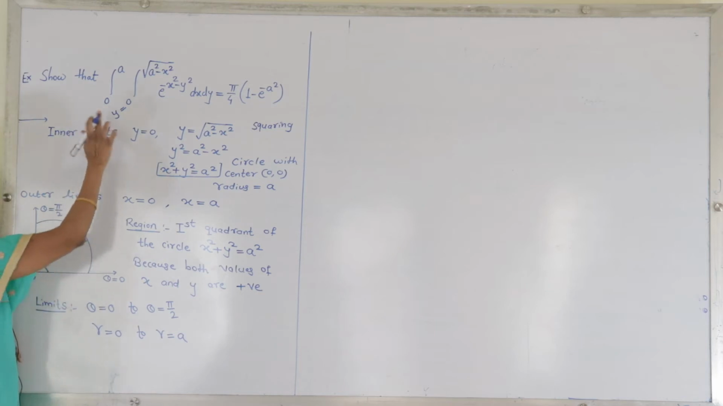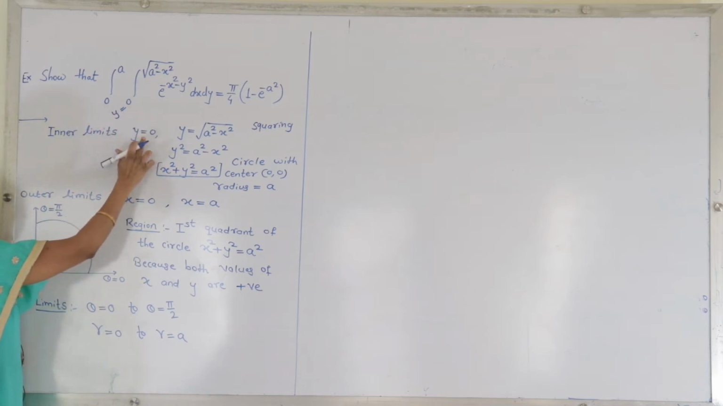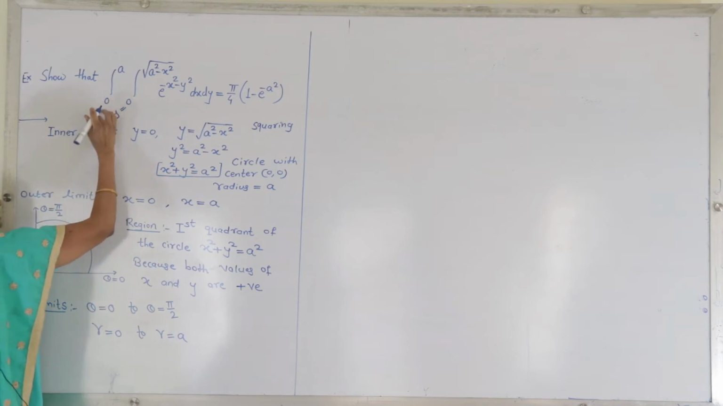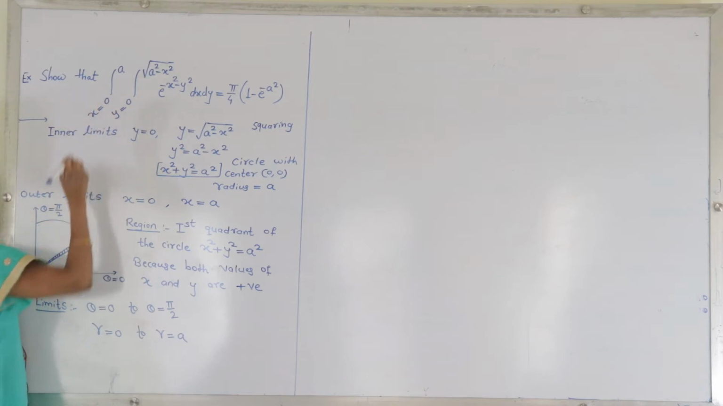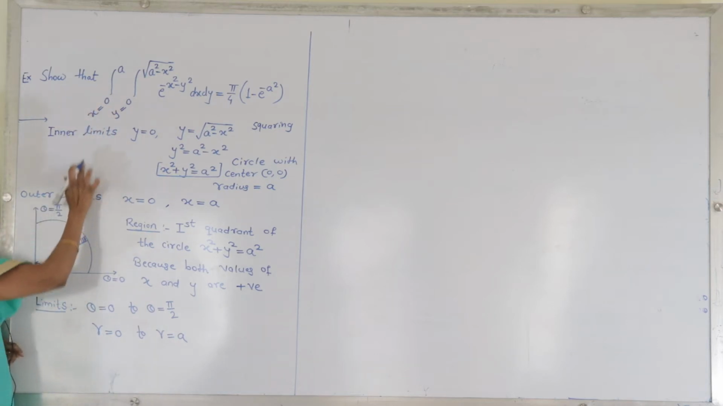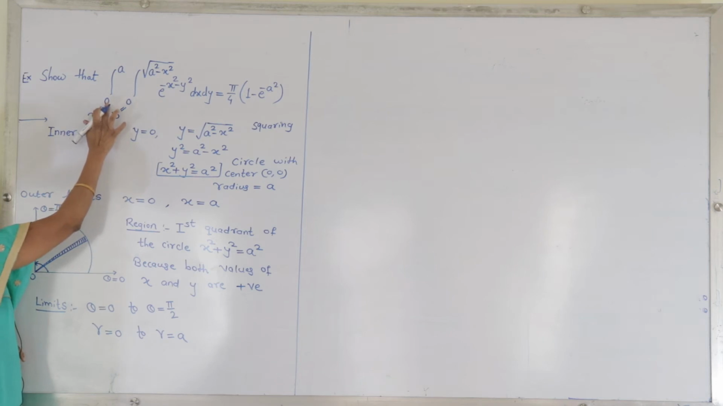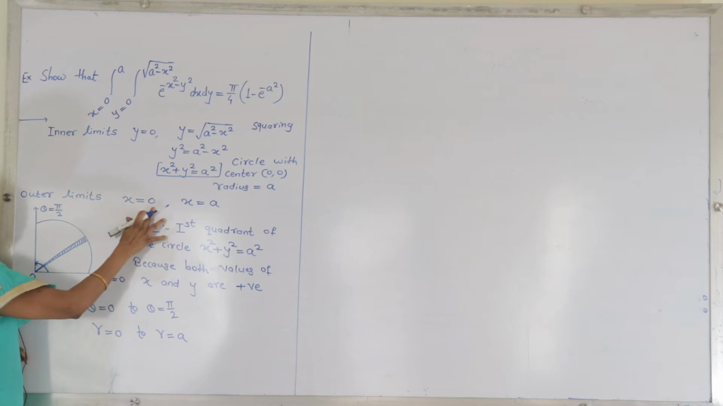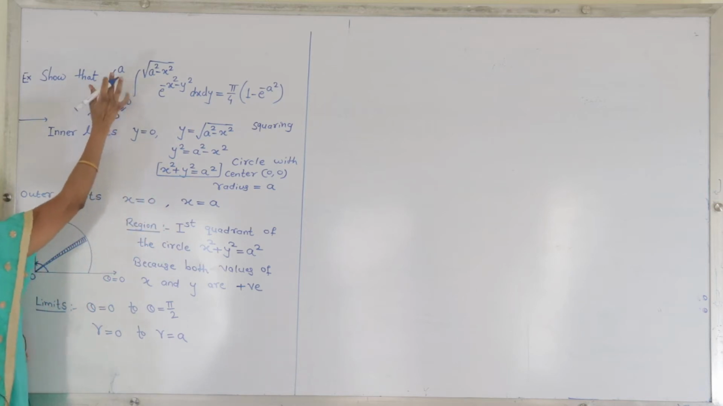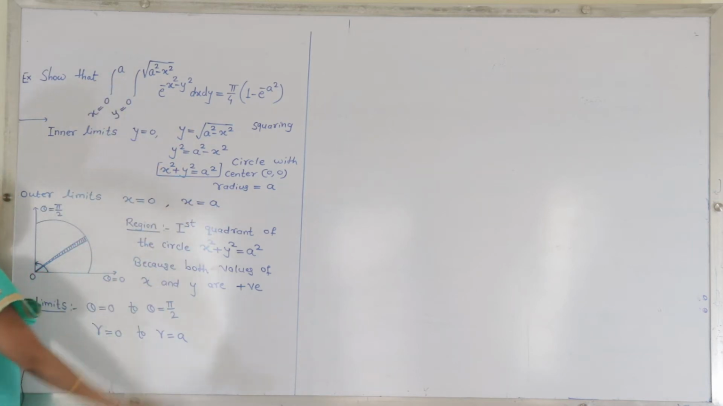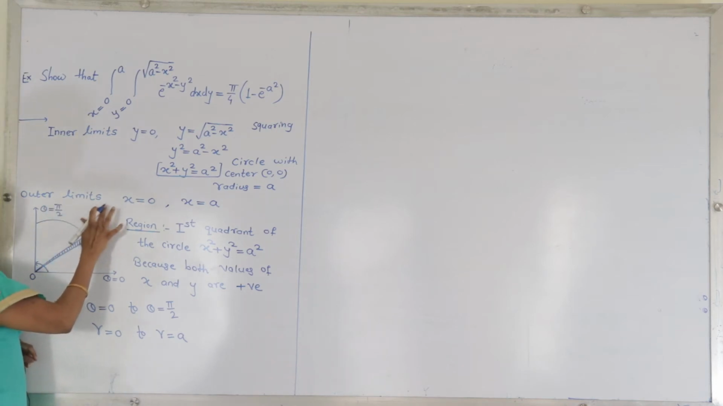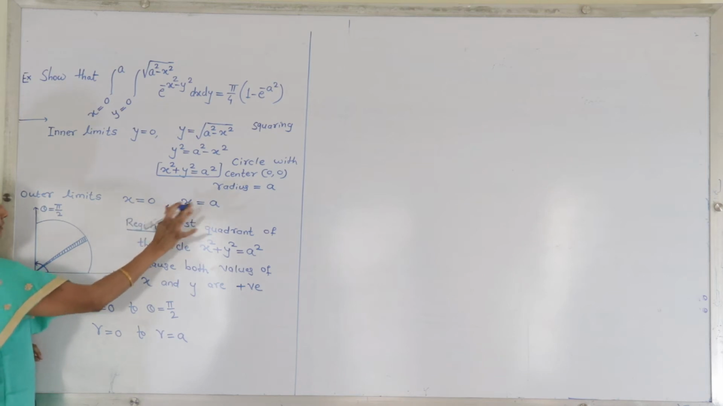Now if inner limits are values of y, then outer limits take values of x. For outer limits take x is equal to. Outer limit, first limit is 0, lower limit, but it is value of x. X is equal to 0 and upper limit is a, therefore x is equal to a. Now outer limits, x is equal to 0 and x is equal to a.